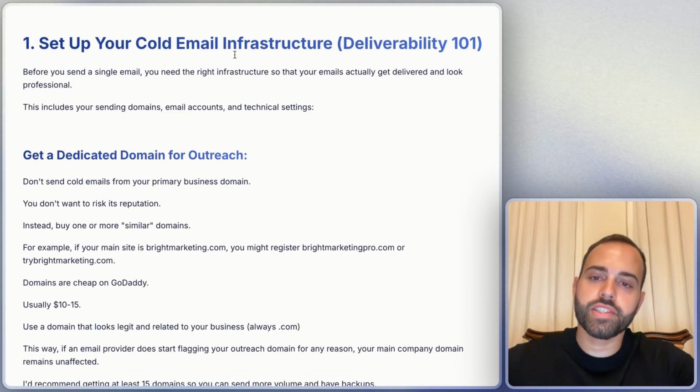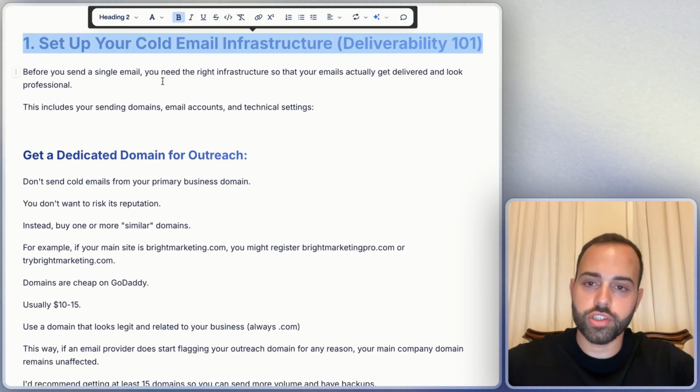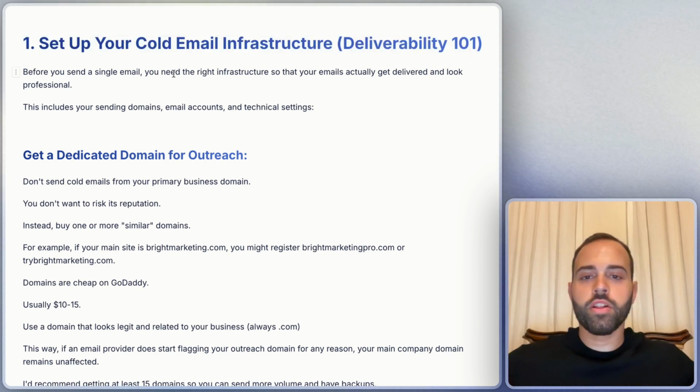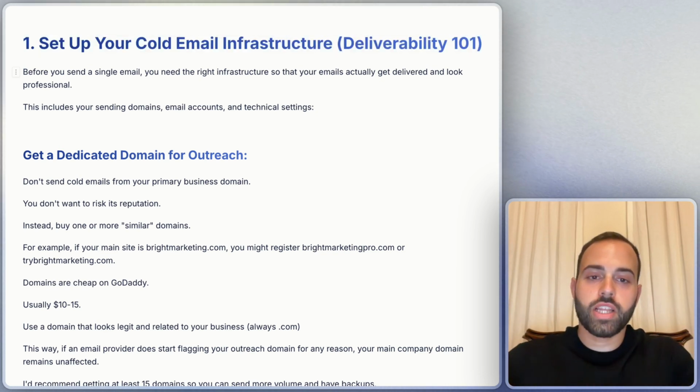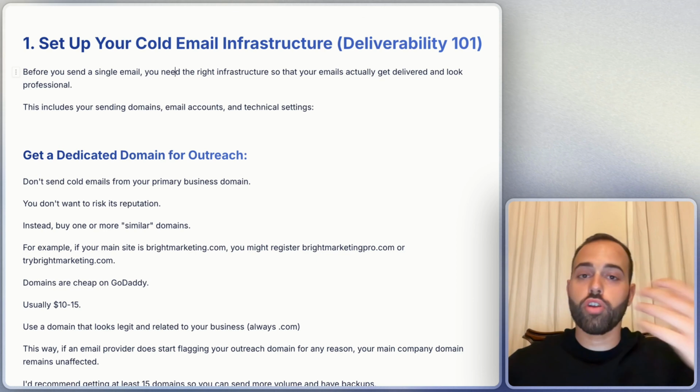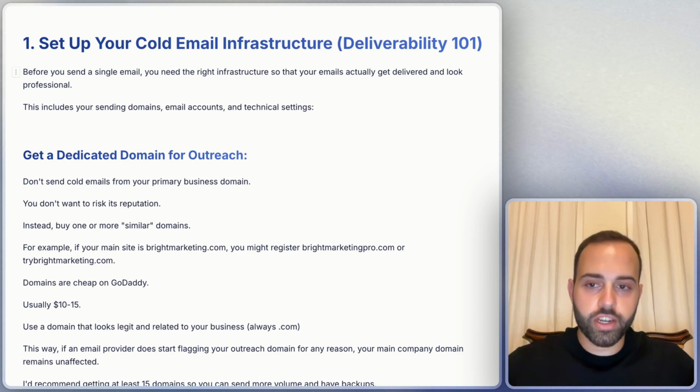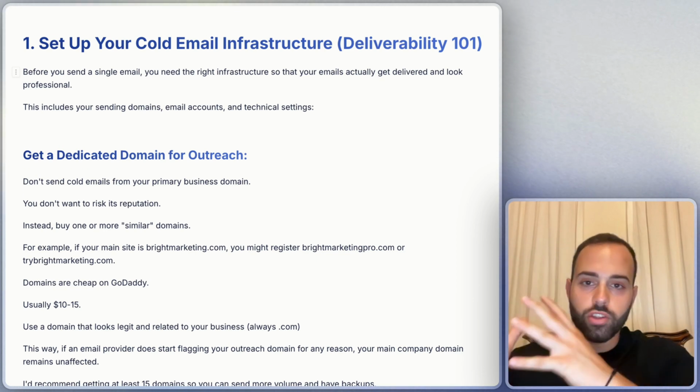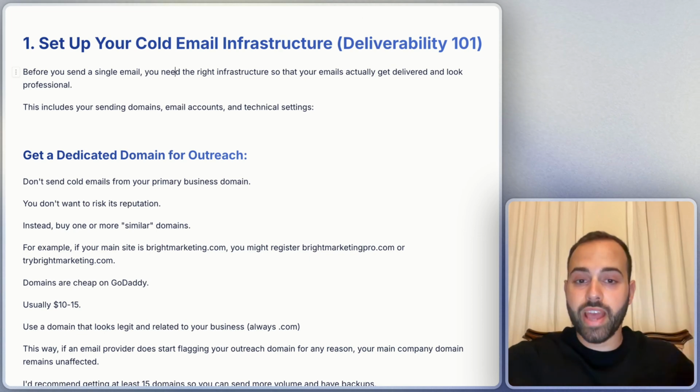The first step is setting up your cold email infrastructure. So before you send a single email, you need the right infrastructure in place so that your emails actually get delivered into your prospect's primary inbox and also look professional. So this includes your sending domains, your email accounts, and then also the technical settings.